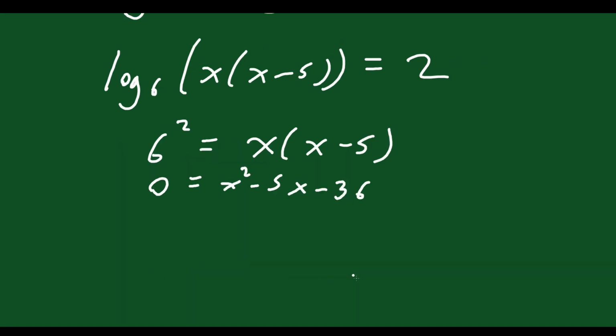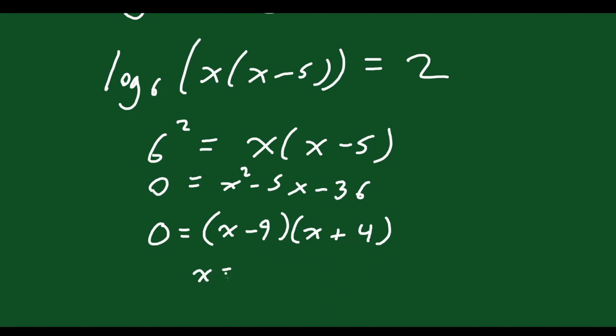And now we can solve for x, right? We just have to factor. So 0 equals what multiplies to negative 36 and adds to negative 5. I think you'll have x minus 9 and x plus 4, right? Simple trinomial factoring, sum product method. So you get two answers for x. You get x equals 9 and x equals negative 4.